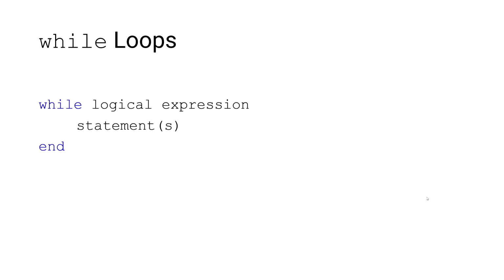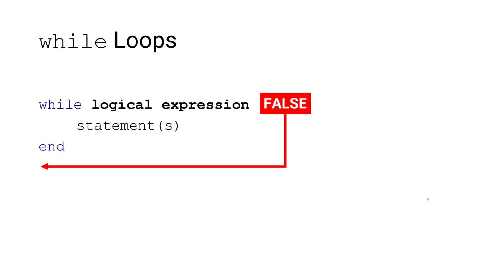Here's the typical structure of a while loop and how you would read it. While this logical expression is true, the statements are evaluated by the program, and when that logical expression is false, the loop ends and the program proceeds with any lines of code after the end statement.